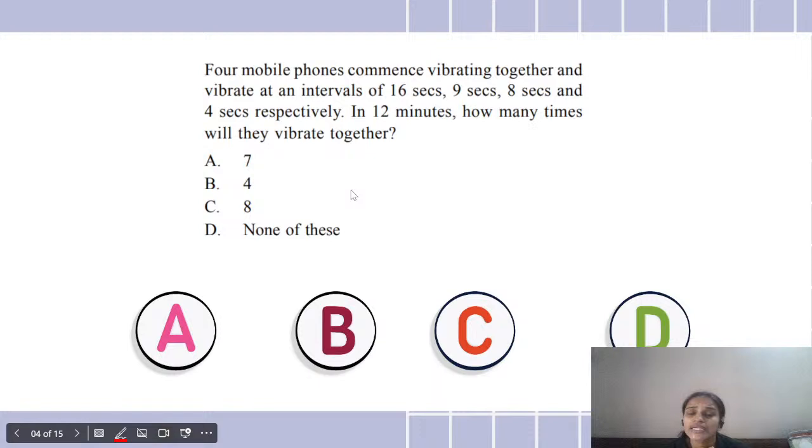So children, read the question carefully. ध्यान से पढ़ना, हमें यहाँ पे क्या ढूंढना है. Okay? And I'm sure सबको स्ट्राइक हो ही गया होगा कि यहाँ पे हमें कौन सा मेथड यूज करना है. So they have said they vibrate at an interval of 16 seconds, 9 seconds, 8 seconds and 4 seconds respectively. तो 12 मिनट में वो लोग कितनी बार वाइब्रेट होंगे, वो सारे फोन्स, चारों फोन्स कितनी बार वाइब्रेट होंगे.